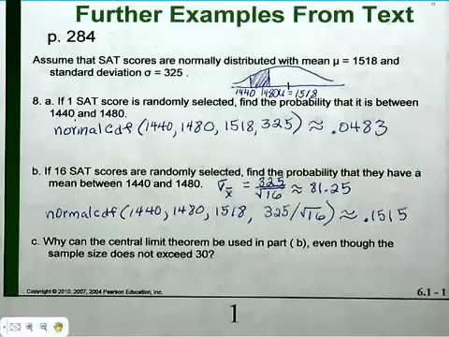Because I was told in the beginning it's normally distributed. If I didn't know that the population was normally distributed, then what I did in the B part would be invalid unless the sample size was greater than 30. But if the sample size is greater than 30, then it doesn't matter whether your population is normally distributed or not.